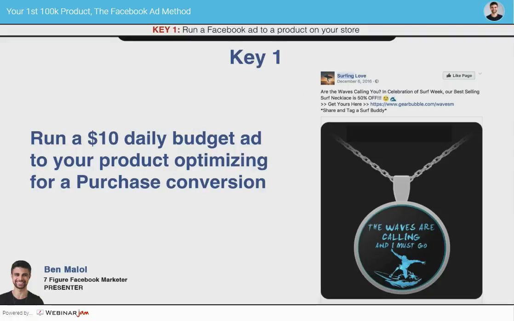Okay, now after you have that product, you upload it to your store and you run a Facebook ad to it. Okay, you advertise that product on Facebook advertising, you run a $10 daily budget ad to your product, and you optimize for a purchase conversion.